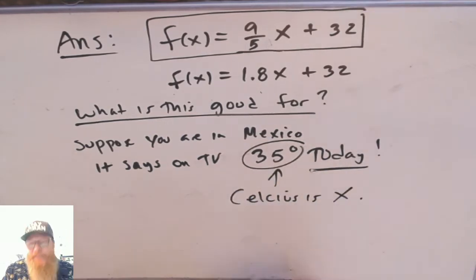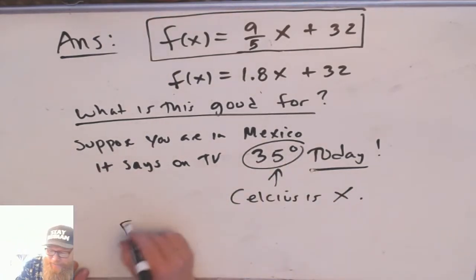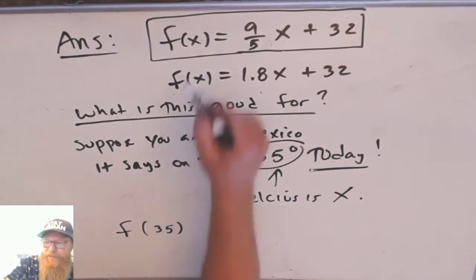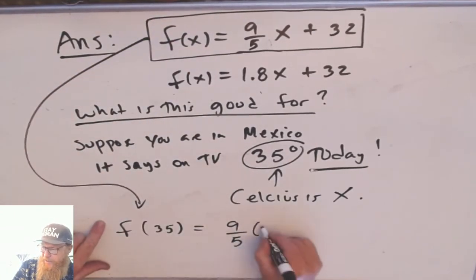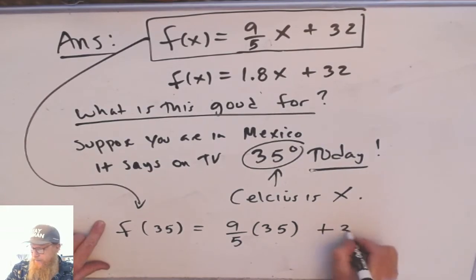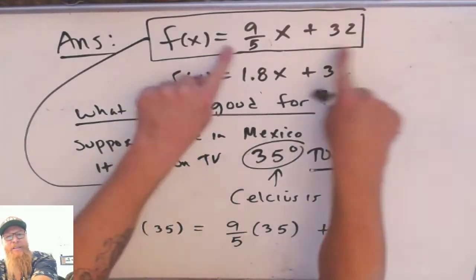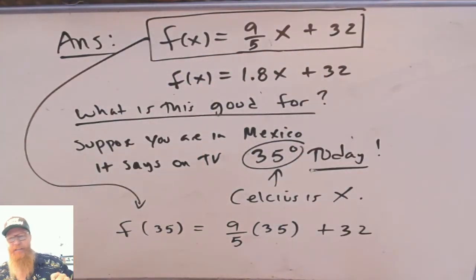Celsius is x. So you're going to plug this into this function. Replace your x with 35. I'm using this version, the 9/5. If you prefer, you can use the 1.8. It will be the same thing.